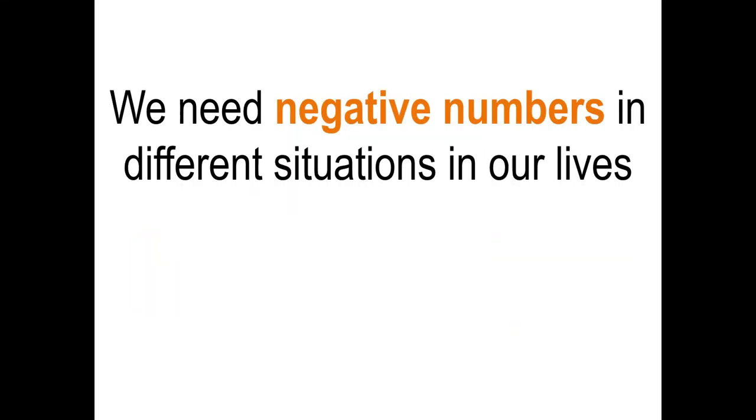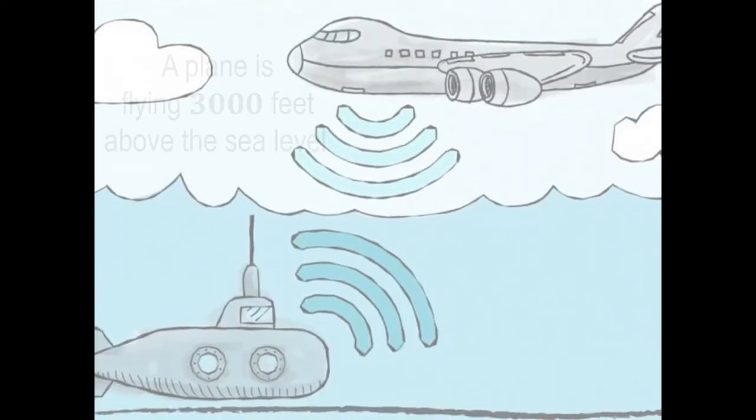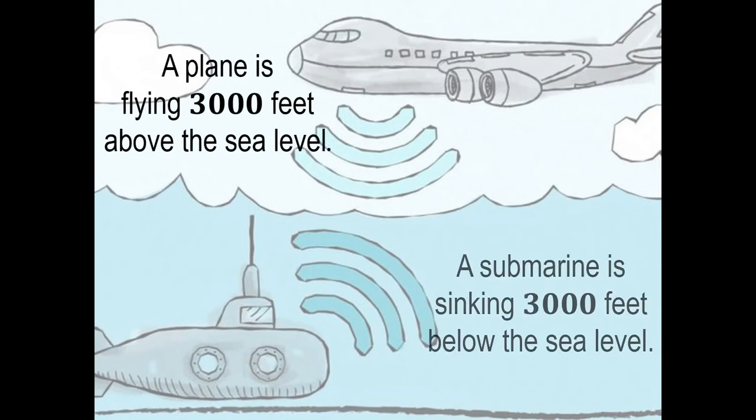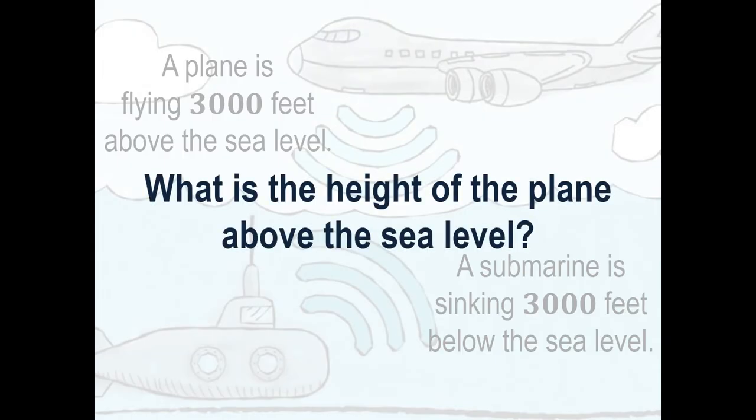And in our life, we use negative numbers in different situations. Let's see some of them. Suppose a plane is flying 3000 feet above the sea level and a submarine is sinking 3000 feet below the sea level. What if I ask you, what is the height of the plane above the sea level? You can simply answer 3000, because 3000 will represent the distance above the sea level, right?